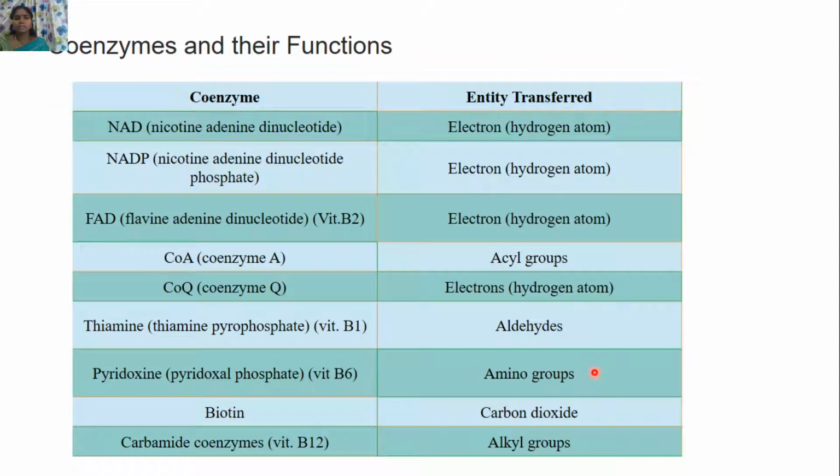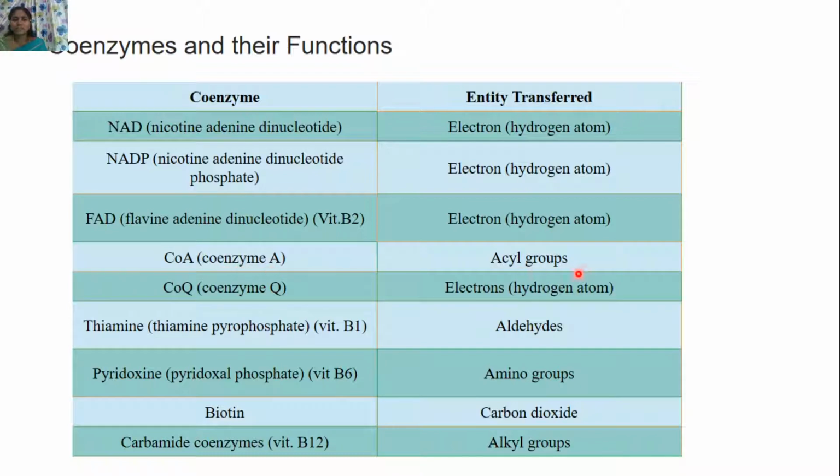Again, this is the table which gives information on different coenzymes and where they function. NAD, nicotinamide adenine dinucleotide, acts in the transfer of electrons and hydrogen atoms in metabolic reactions. NADP, nicotinamide adenine dinucleotide phosphate, also acts in the transfer of electrons or hydrogen atoms. FAD, flavin adenine dinucleotide, vitamin B2, is also for electron transfer.